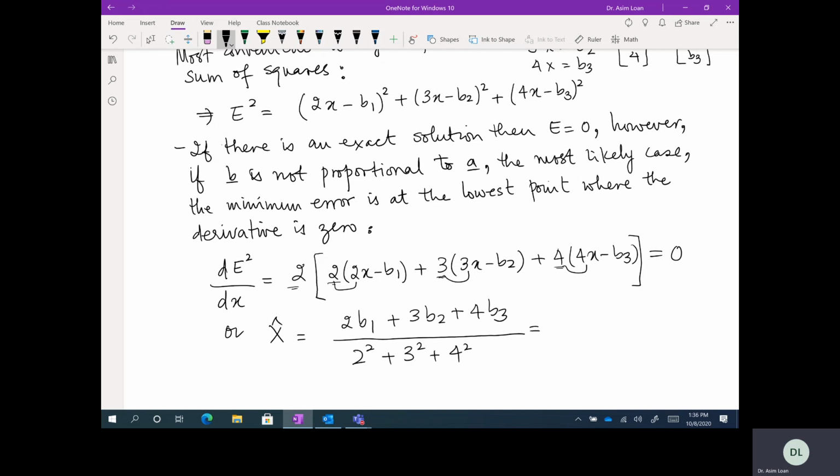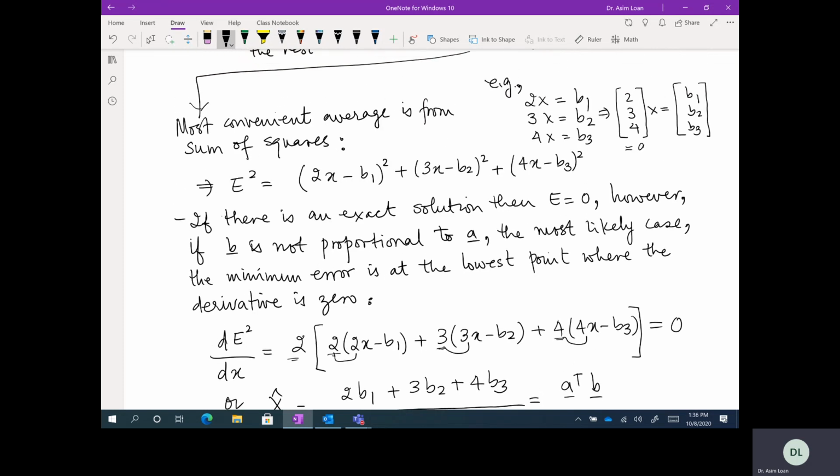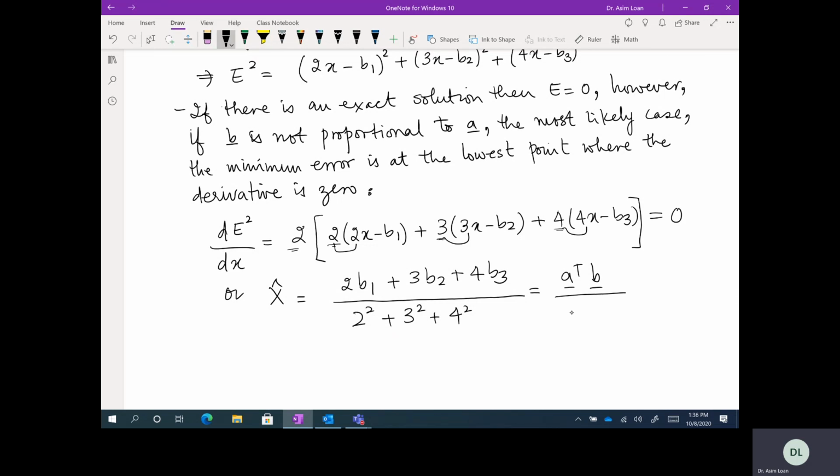This is simply A transpose b. Why? Because this is A, this is b. So A transpose b divided by, this is simply A transpose A. And this is the least squares solution.